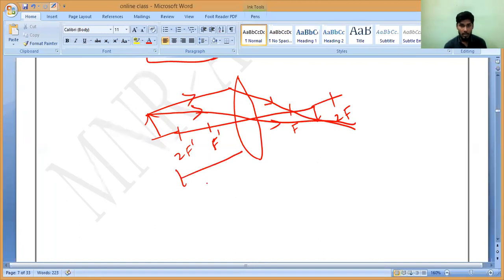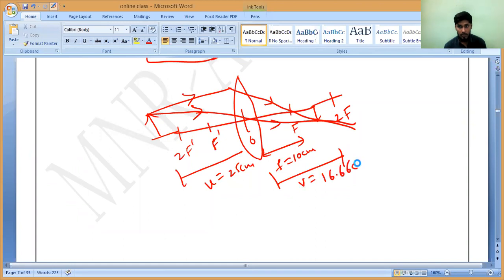Yes, write. You can mention here object distance equals 25 centimeter. Next, focal length equals how much? F equals 10 centimeter. And image distance equals 16.6. Like this you can mention. That's all. Is it okay, Ra?